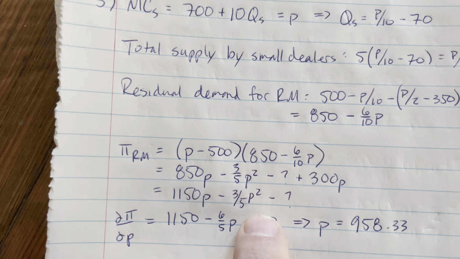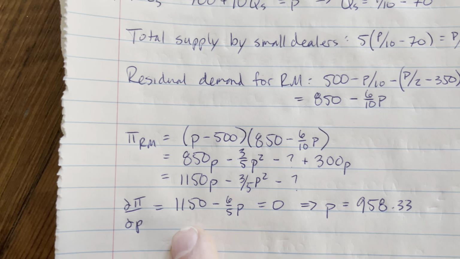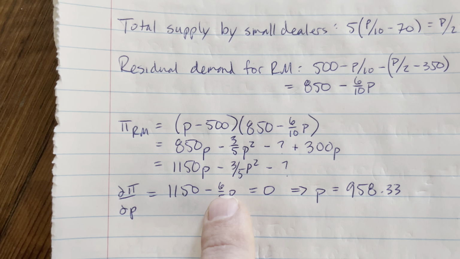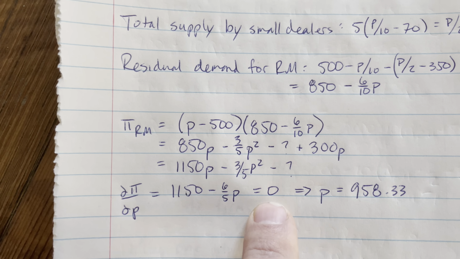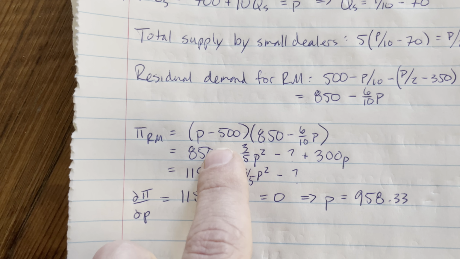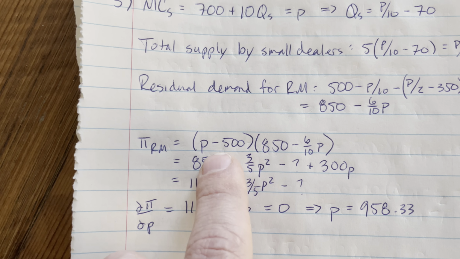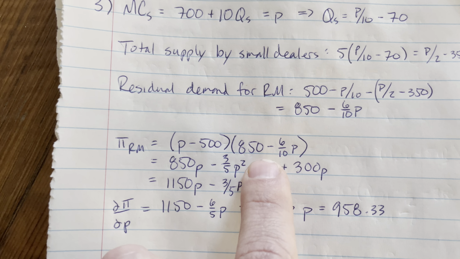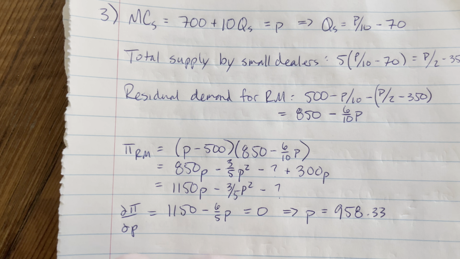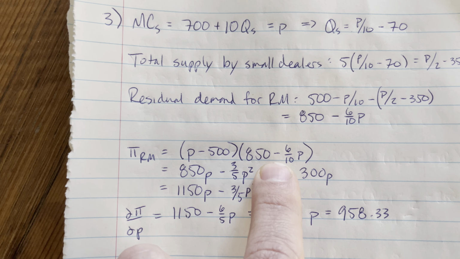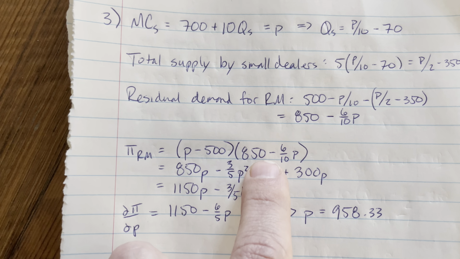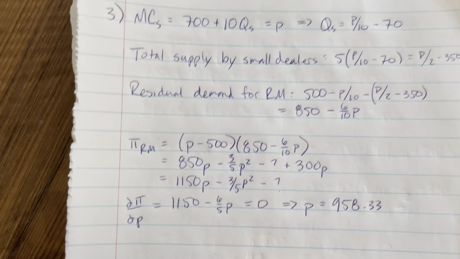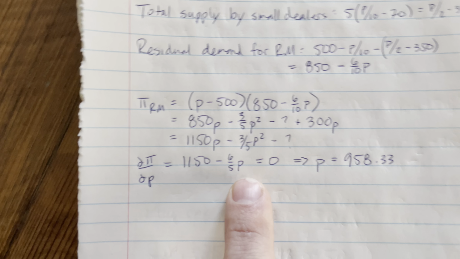There it is simplified. And then we can take the derivative of this profit function with respect to P, set it equal to 0. You could also do revenue, which is P times this, minus 500 times this, which would be the total cost. So P times the quantity is total revenue. The quantity times the marginal cost is total cost. You'd still end up with the same solution, basically.